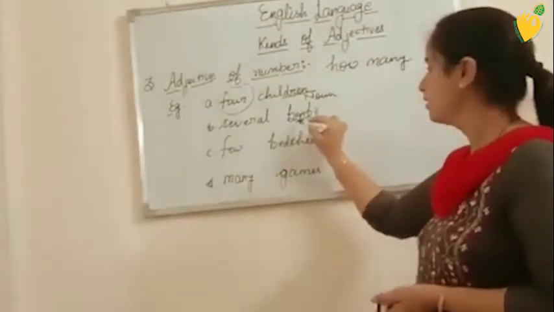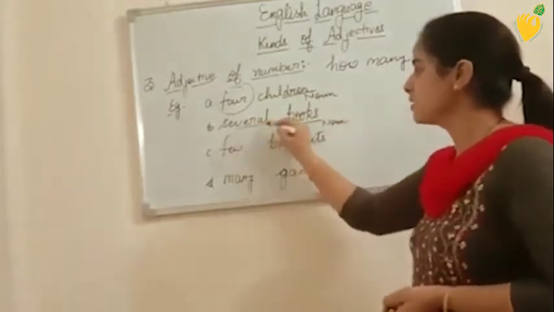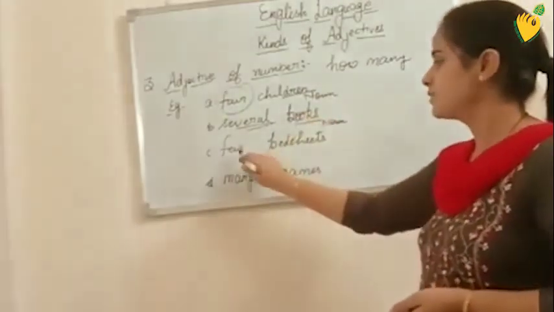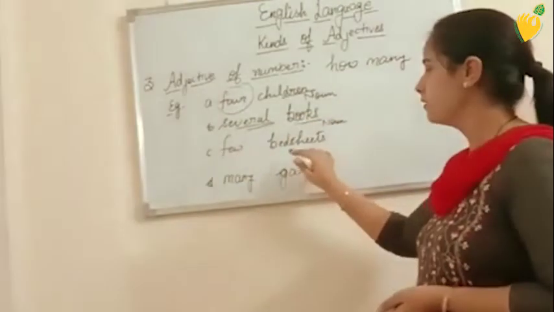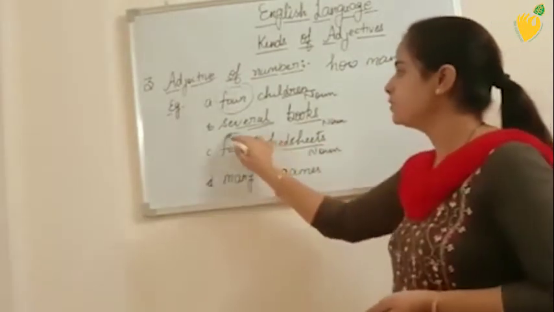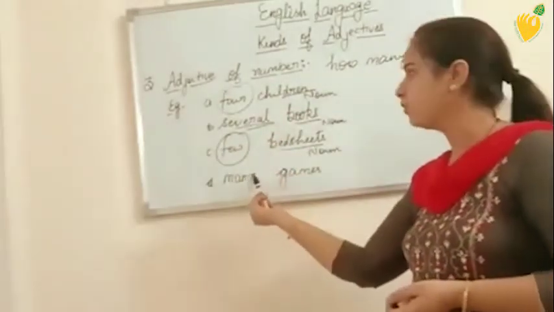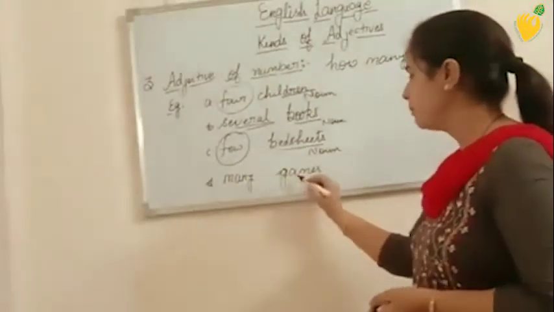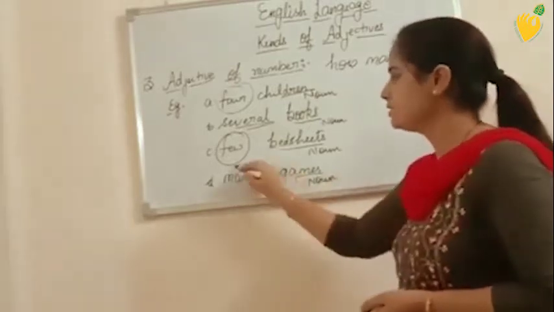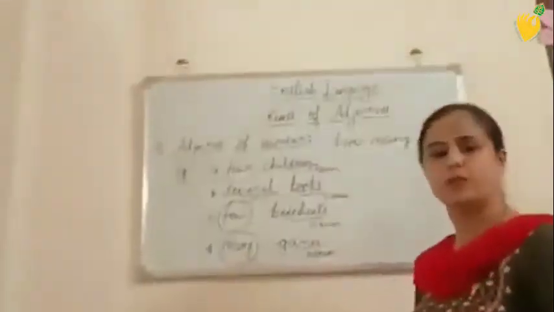Next is several books. Here books is your countable noun and several is telling about the number of this noun. So several is your adjective of number. Next example, few bed sheets. Here bed sheets is countable noun and few is telling about the number of this countable noun. So few is your adjective of number. The last example, many games. Again, games is countable noun and many is telling about the number of this countable noun. So many is adjective of numbers.